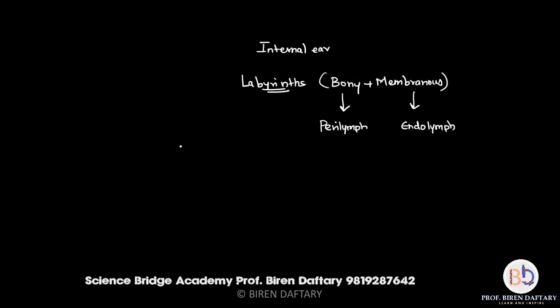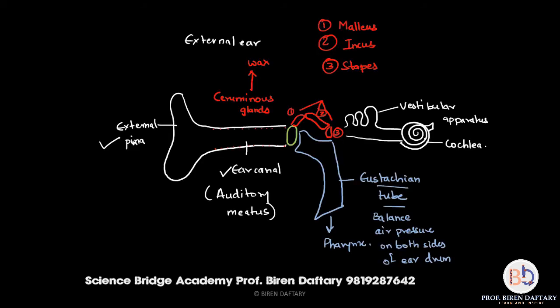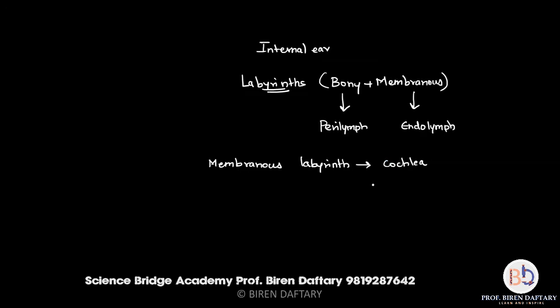Okay, the membranous labyrinth is made up of three parts. One is the cochlea. Okay, so you can see this is the part which is called the cochlea. Then internally the cochlea is made up of two membranes. One is called the Reissner membrane and the other one is called the basilar membrane.